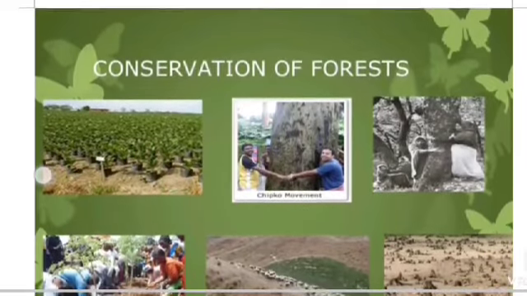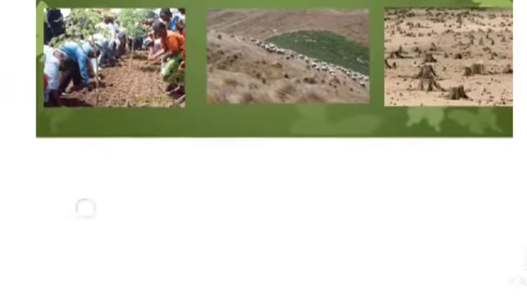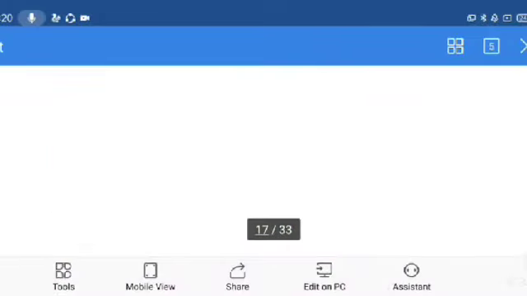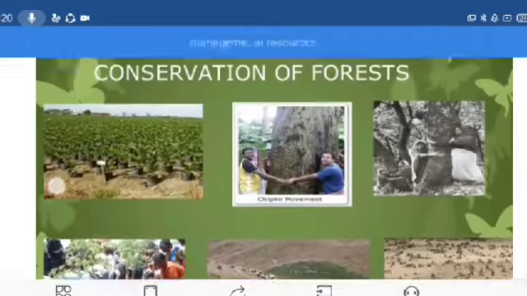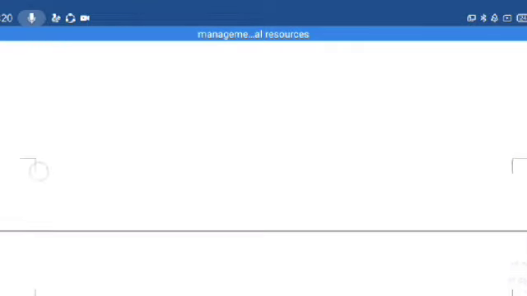Conservation of forest. See the picture. The plantation is there. The trees are also saved. Wildlife.